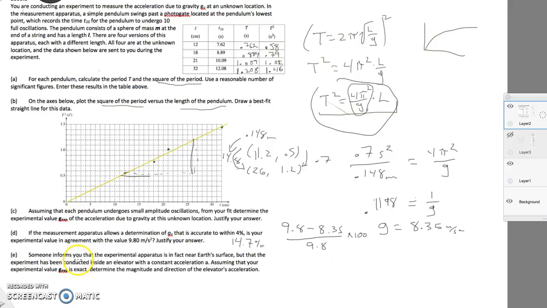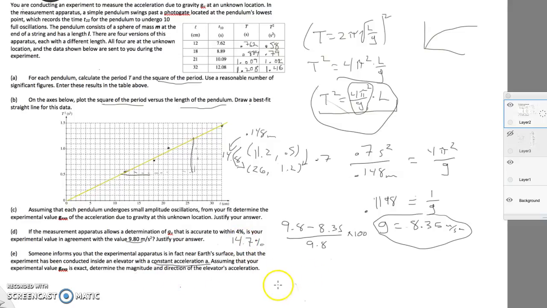And then finally it says, someone informs you that the experimental apparatus is in fact near the Earth's surface, but that the experiment has been conducted inside an elevator with a constant acceleration. So this is kind of bringing in Newton's laws. Assuming that your experimental value is exact, that this is 100% correct, but it's been thrown off by the fact that the elevator itself is accelerating, it asks us to find the magnitude and direction of the elevator's acceleration.